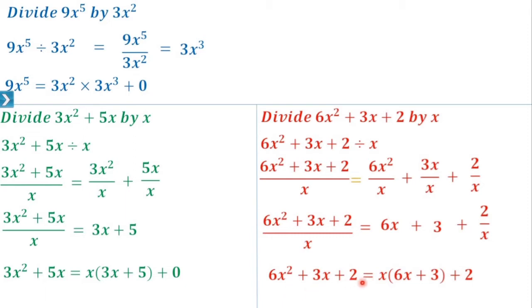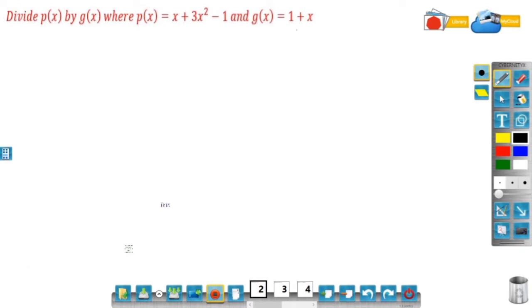X is not a factor of 6x square plus 3x plus 2. Now we are going to learn about a new topic, that is division of polynomial by a linear polynomial. Let us divide polynomial by a linear polynomial.